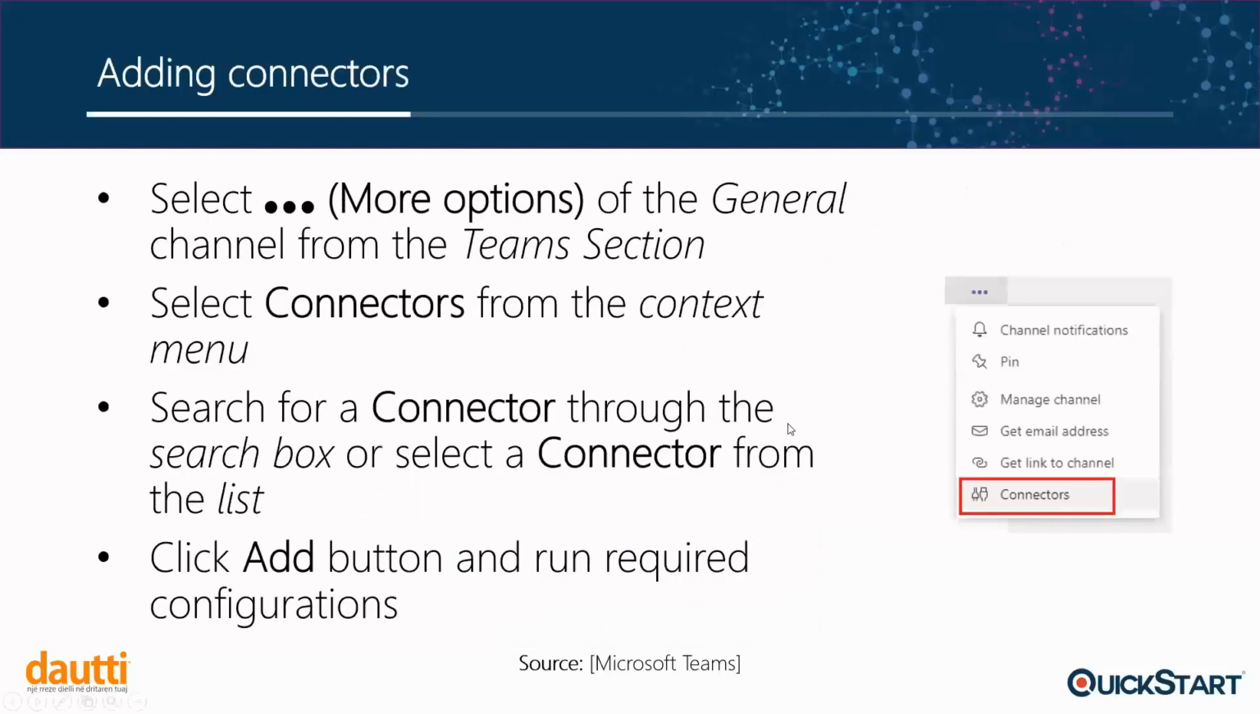What else? Adding connectors. We've seen that we can add connectors. Connectors connect particular functionalities from external resources. So, more options in the general channel from the team section, selecting a connector, as we can see from the context menu. Then search for the connector through the search box or select a connector from a list, in similar fashion to adding the app. Once you click the add button and run through the required configurations, you have the functionality of that particular connector on your Microsoft Teams workspace, available to you and to your team as well.